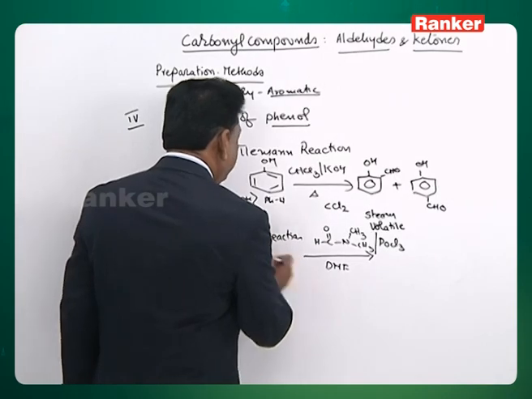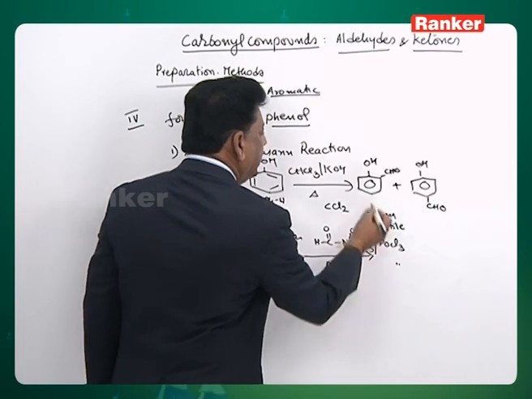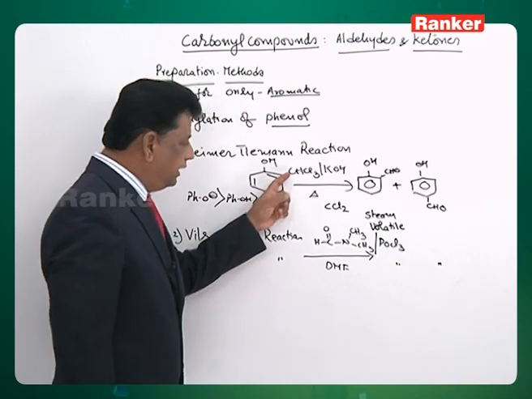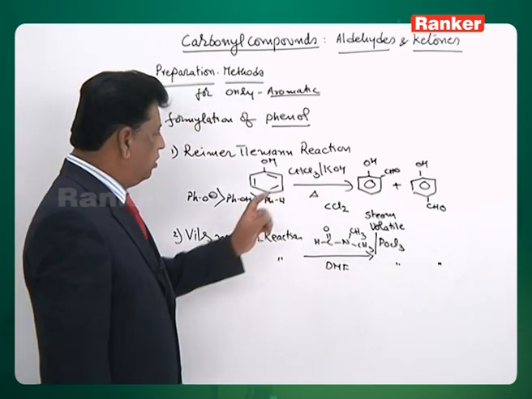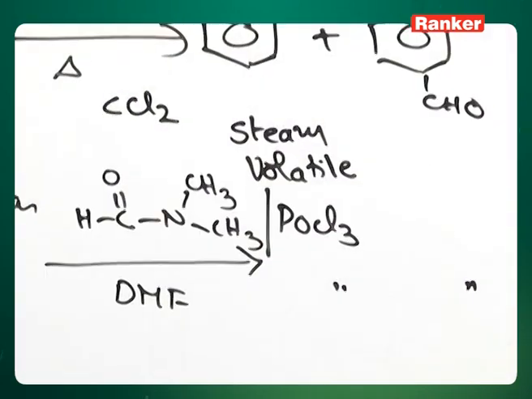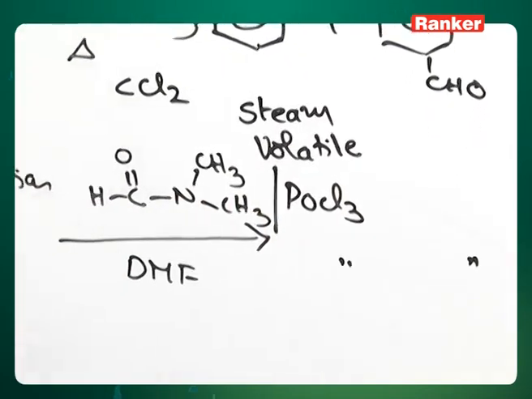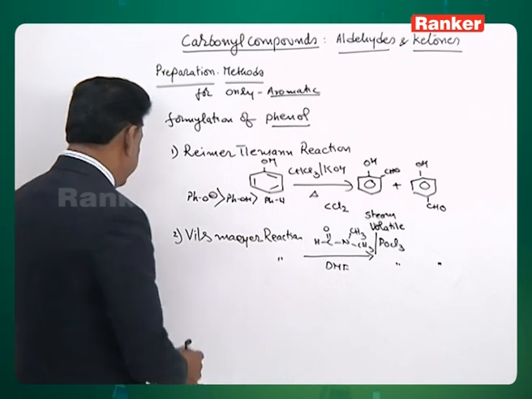So, when you take phenol, again you will get the salicylaldehyde and its para isomer. Only the reagent is different. Chloroform, KOH, heating is the Reimer-Tiemann reaction. DMF and POCl3 is known as the Vilsmeier-Haack reaction.